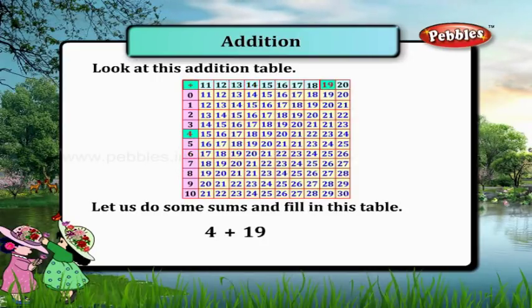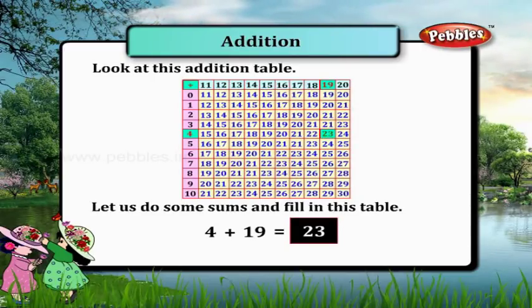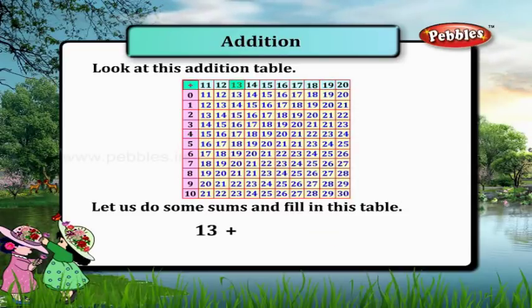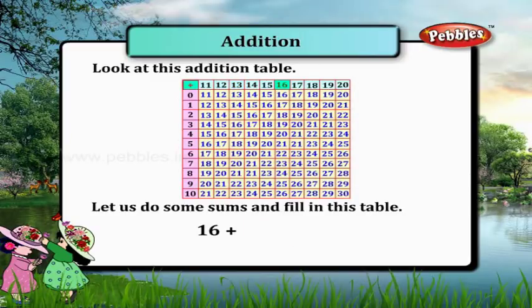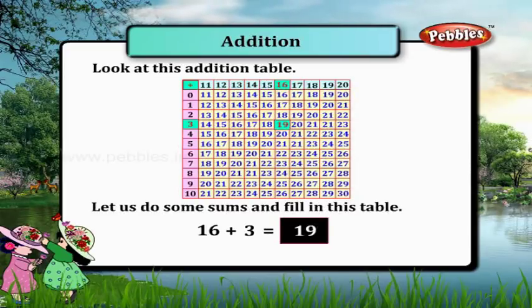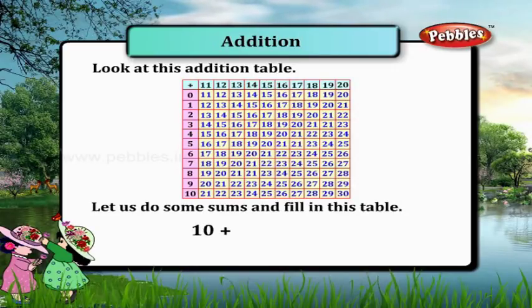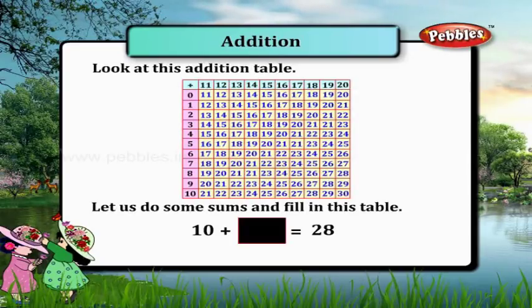4 plus 19 is equal to 23. 13 plus 9 is equal to 22. 16 plus 3 is equal to 19. 10 plus dash is equal to 28. 10 plus 18 is equal to 28.